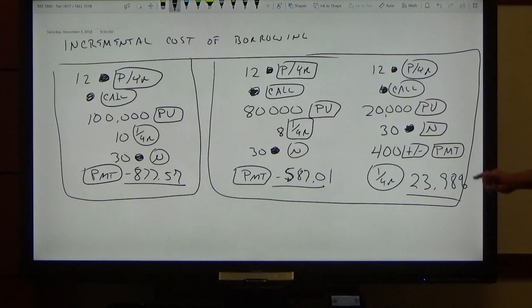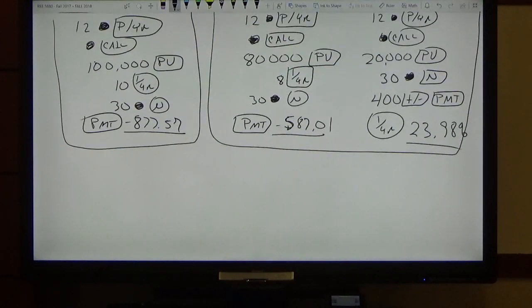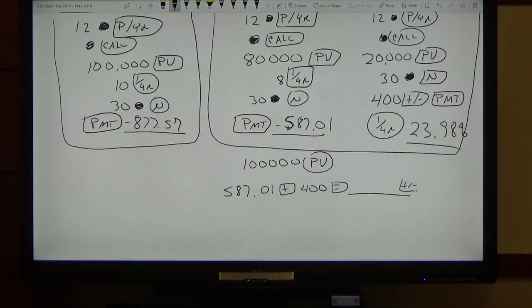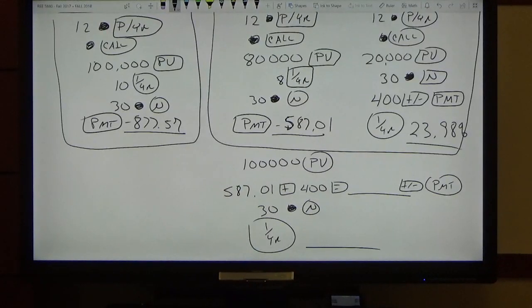Okay, so now to the blended rate, and this will be the next way of looking at this. It would be to say, all right, if we got the $100,000 loan, and we added together the 587.01 plus the 400, and whatever that equals, we make that a negative and put that in as our payment for 30 years, then the blended rate would be whatever we get there as the interest. Okay?